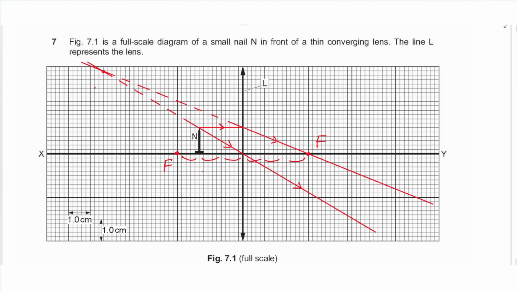Then we are required to draw the image, so we can draw just a vertical line to represent the length of the nail and the base of the nail, which should be enlarged like this. And it said in the question to name the image I, so here it is.